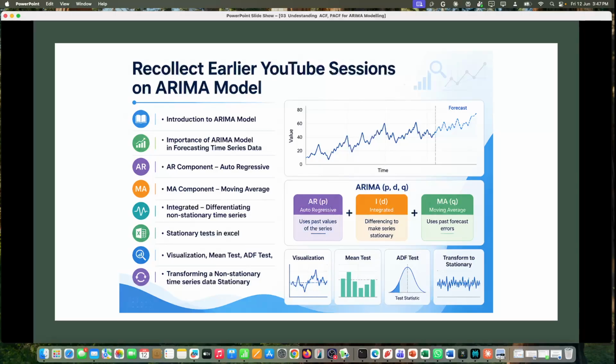The AR component, the autoregressive component; the MA component, the moving average component; and the integrated component, which is nothing but differencing a non-stationary series into a stationary series. Last session we discussed what stationarity in time series data is, how to detect stationarity and non-stationarity using a simple mean in Excel, the augmented Dickey-Fuller (ADF) test, and visualization, and how to transform non-stationary data into stationary data by using differencing. We discussed this over the last two sessions, and if you have not watched, please watch.